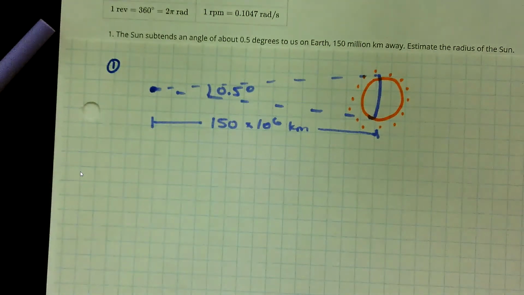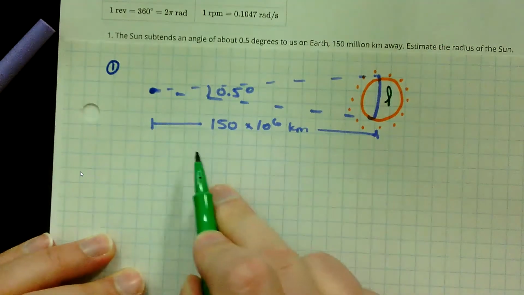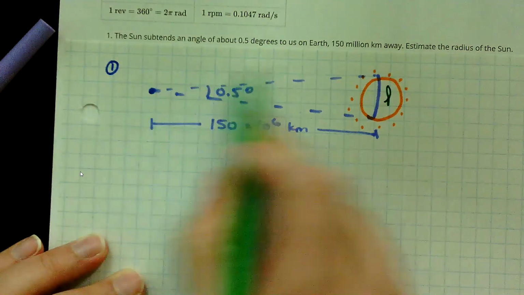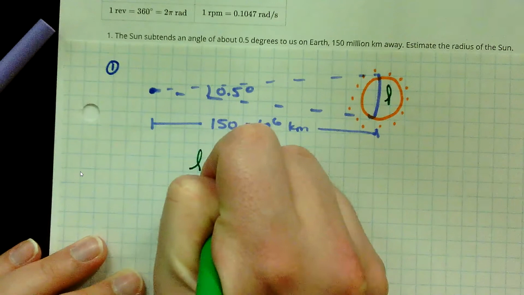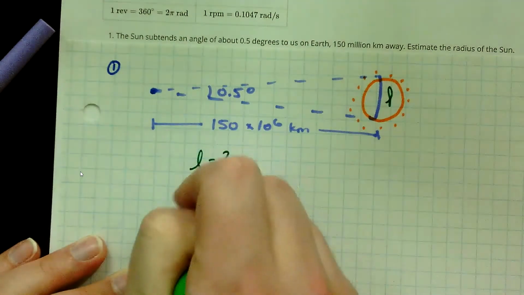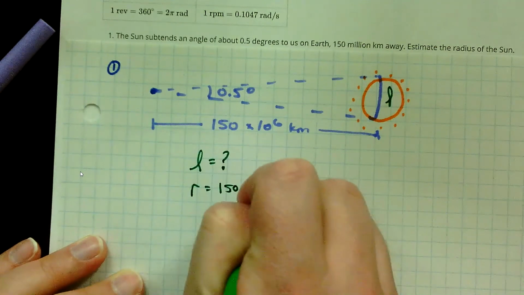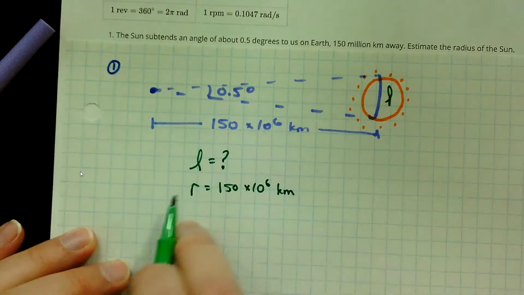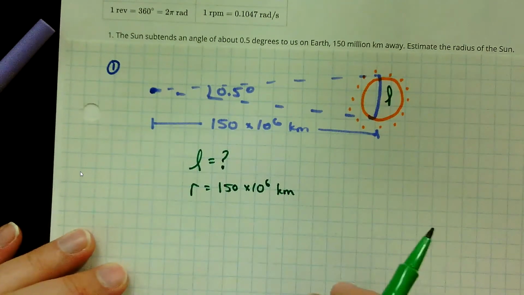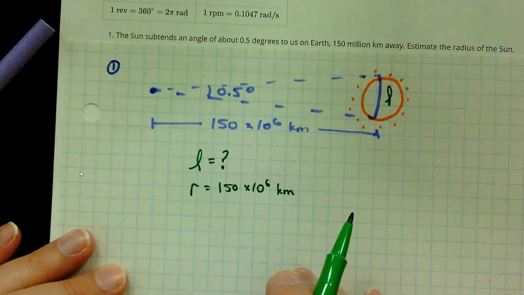That's right. So what we're looking for, it says the diameter of the sun, but what's the diameter? It's really the arc length of this circle, or this sliver of the circle. So we're trying to find the arc length if the radius of the circle is 150 times 10 to the 6 kilometers. I'm not going to bother converting my kilometers because the units will work out. I'll show you in a second.